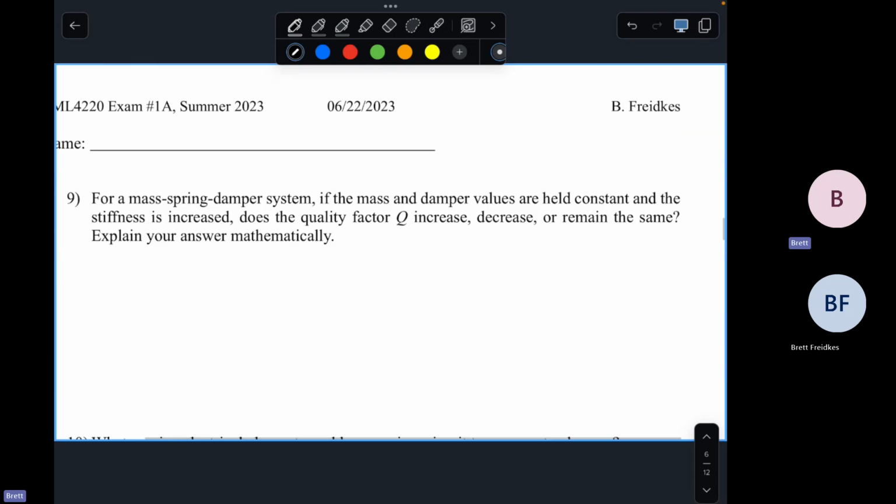Quality factor. For a spring mass damper system, if the mass and the damper values are held constant and the stiffness is increased, what happens to the quality factor? Take 2 minutes to try this. What's the definition of Q? 1 over 2 zeta. It says the mass and the damper are held constant, but the stiffness is increased. So K goes up.